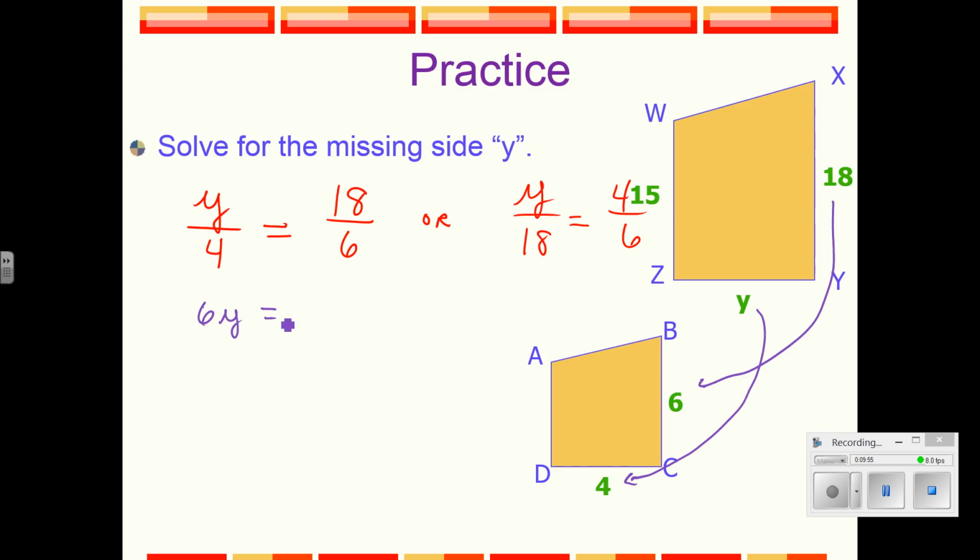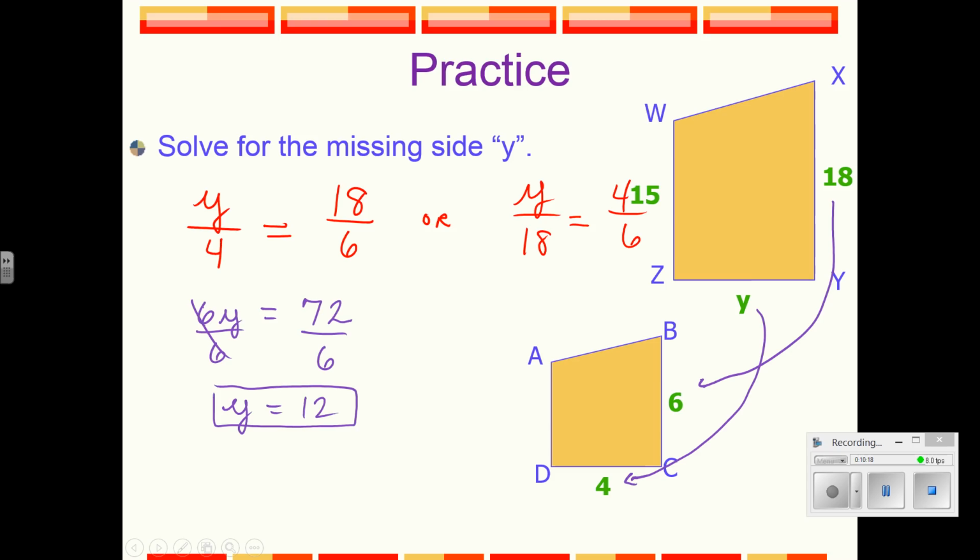6y is equal to 18 times 4, which is 72, I do believe. Then we're going to divide both sides by 6 and solve for y, and look at that, y is 12.